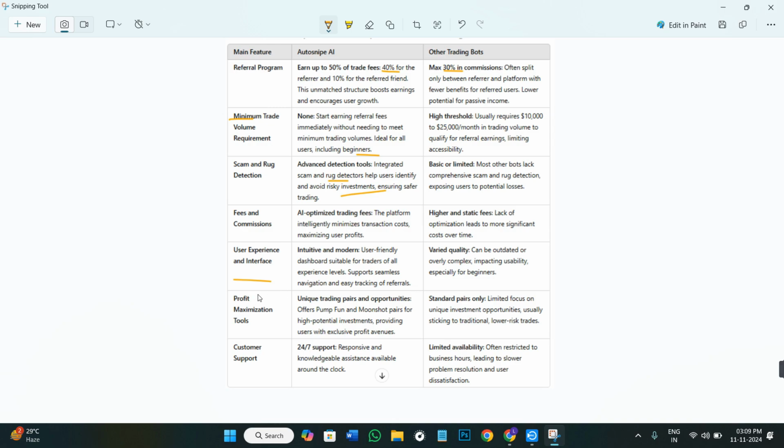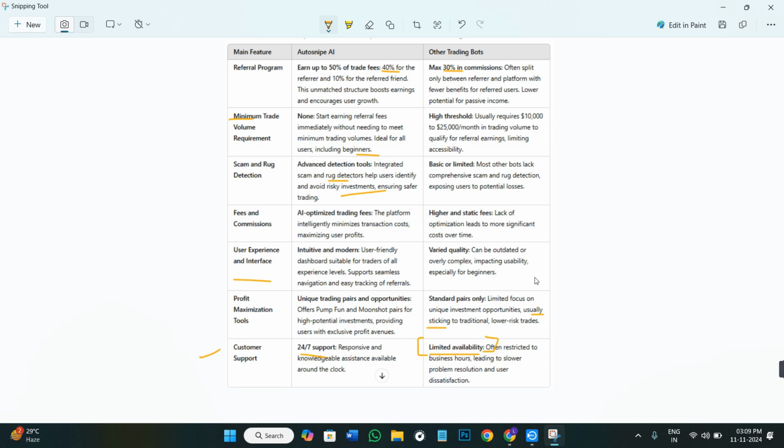In terms of the profit maximization tools, Autosnipe AI offers pump fun and moonshot pairs for high potential investment, providing users with exclusive profit avenues. Whereas with other trading bots, you will get limited focus on unique investment opportunities, usually sticking to traditional lower risk trades. If we talk about the customer support, with Autosnipe AI, you will get 24/7 customer support, whereas with the other trading bots, you will get limited hours of availability.